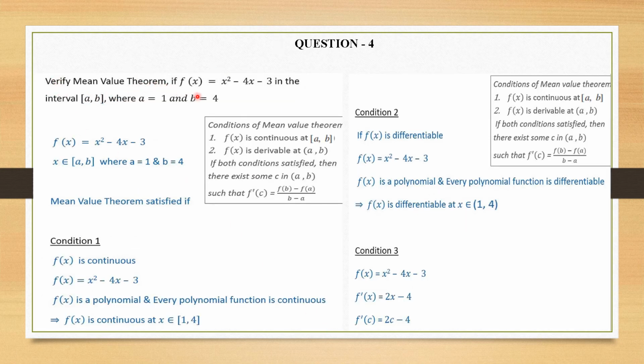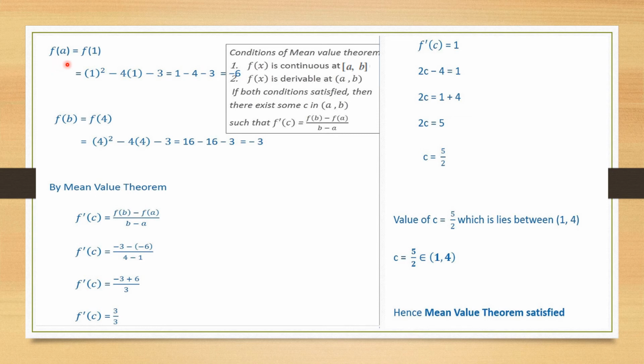Number 4 is verify the mean value theorem for the function x square minus 4x minus 3 in the closed interval a, b, where a is 1 and b is 4. So the conditions for the mean value theorem are: your function is x square minus 4x minus 3, which is a continuous function, as every polynomial function is continuous, so it is also continuous in the closed interval 1, 4. Second is differentiability. The derivative is 2x minus 4, which is again a polynomial, so it is differentiable in the open interval 1, 4. And condition number 3 is, let us check the values at the endpoints. The derivative f dash c is 2c minus 4. Now f of a, which is f of 1, comes out to be minus 6, and f of b, which is f of 4, is minus 3.